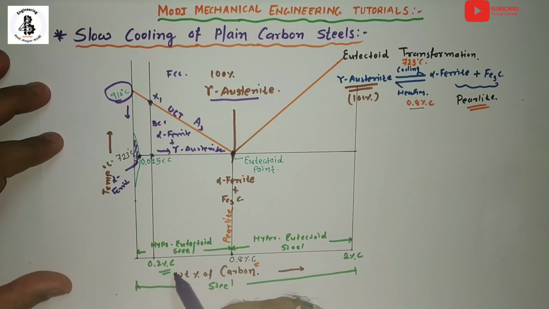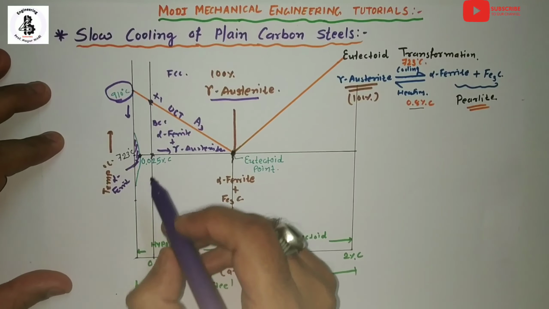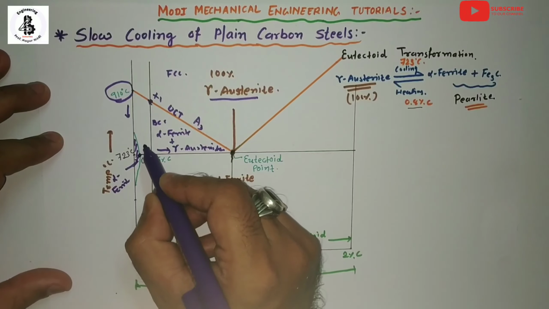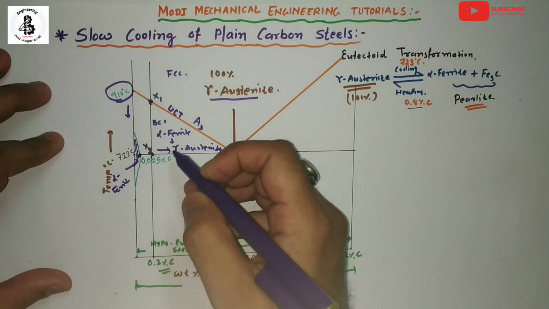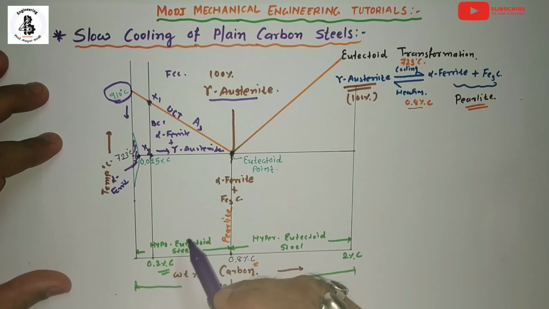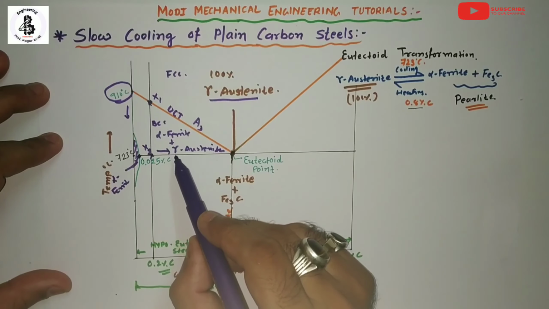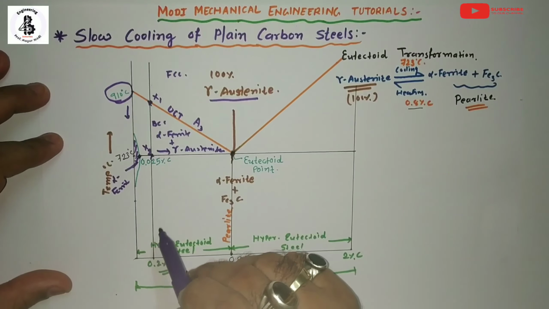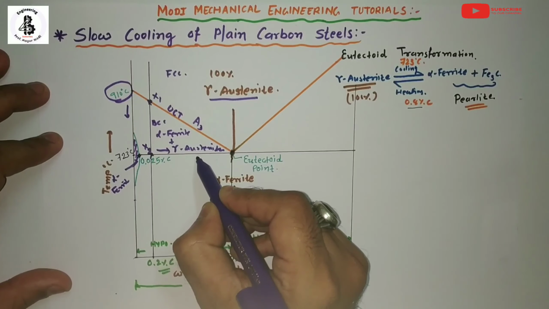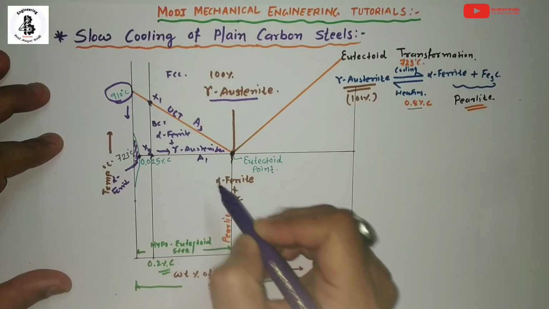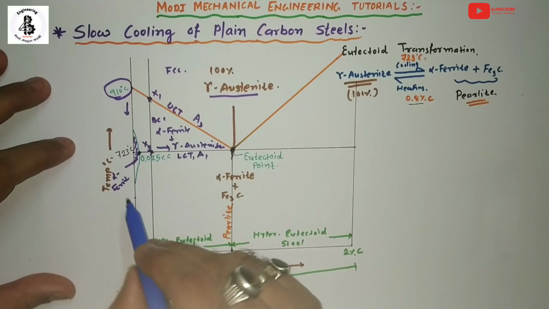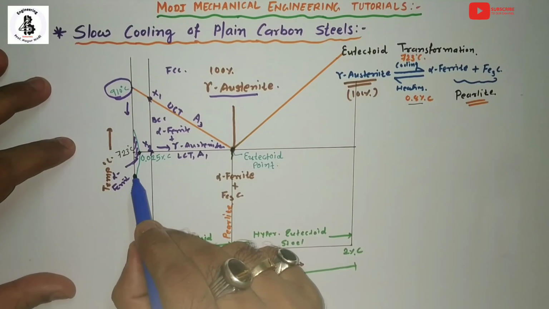For 0.2% carbon, the transformation line intersecting the eutectoid transformation line, that point will be known as the X2 point. This is also the transformation line from alpha ferrite plus gamma austenite, which will now transform into another form of solids. This temperature line will be known as the A1 temperature line, or you can say the lower critical temperature line.